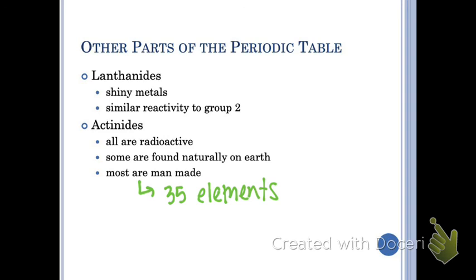But anyway, 35. The ending "-ium" has to do with the Latin version of their regular name, right? This is how it comes through. So all of them are named originally in Latin and then now have been translated. But there are 35 man-made elements.